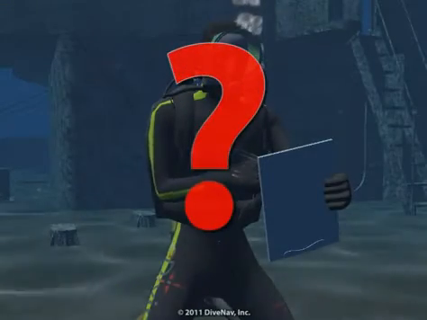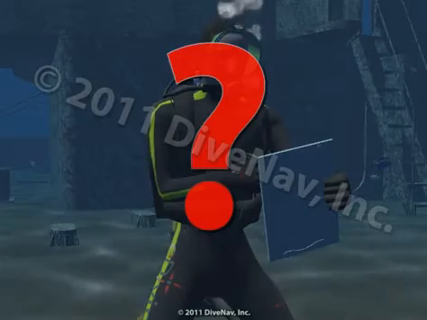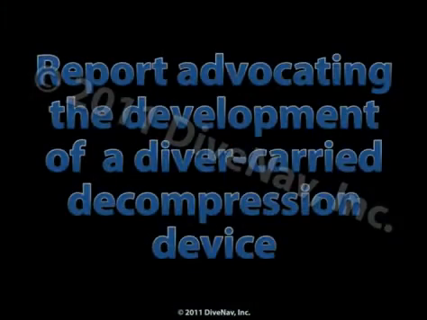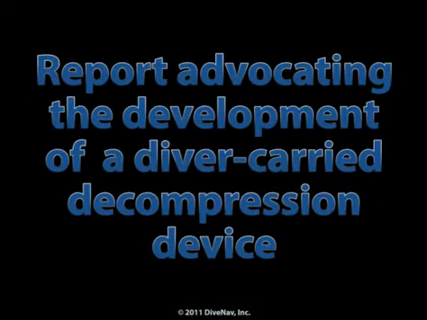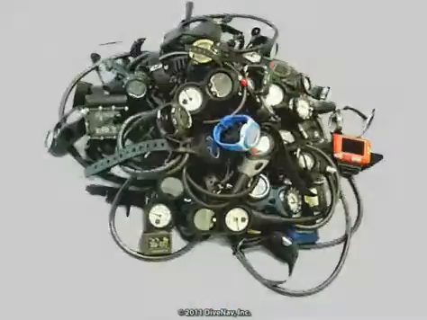And one of the topics addressed by this committee was how to control the decompression of a non-tethered, free-swimming scuba diver. The committee produced a report advocating the development of a diver-carried decompression device. And the dive computer race so started.